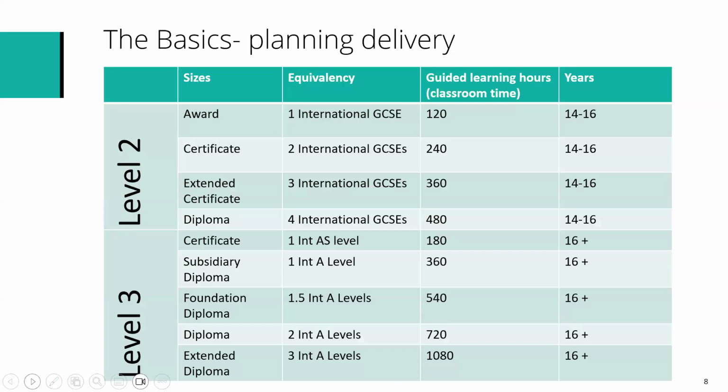You can see from this diagram how the Level 3 qualification looks against other Level 3 qualifications that you may currently be delivering. And you can see here the different sizes of qualification. The smallest size at Level 3 is the certificate, which is the equivalent of one international AS level with 180 guided learning hours. And that goes all the way up to the extended diploma, which is the equivalent of 3 international A levels at 1,080 guided learning hours.